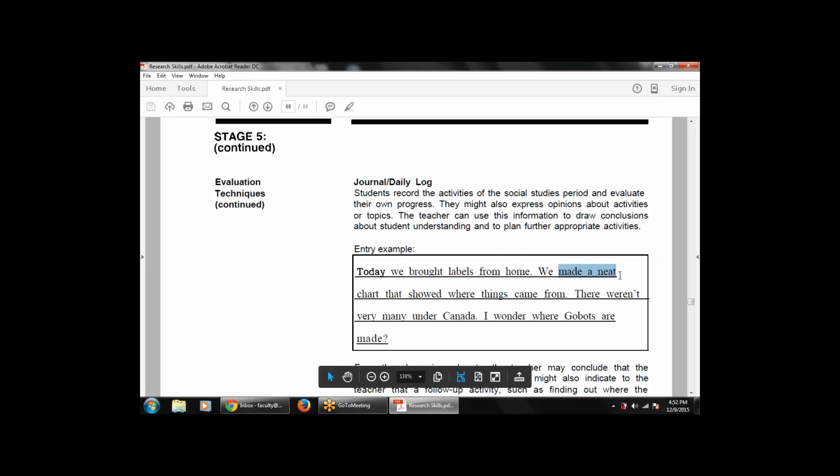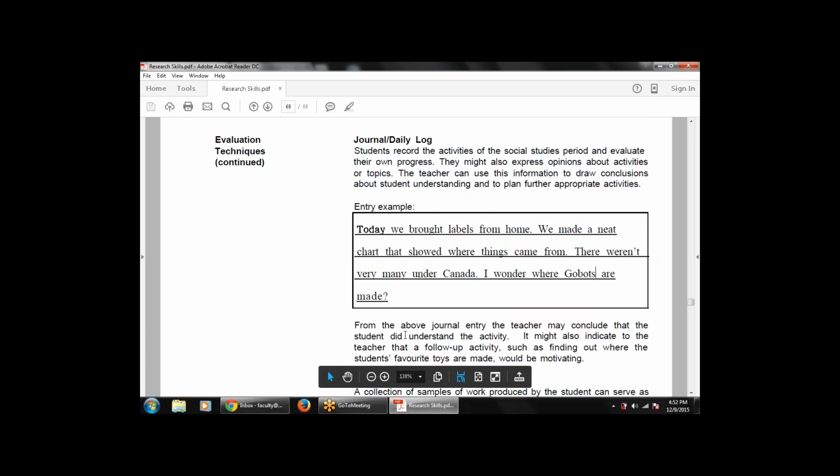This is one of the entry examples that is given. So today we brought labels from home. We made a neat chart that shows where things came from. There were not very many from Canada. I wonder where the robots or gobots are made. So this is one of the entries that is given in the journal.